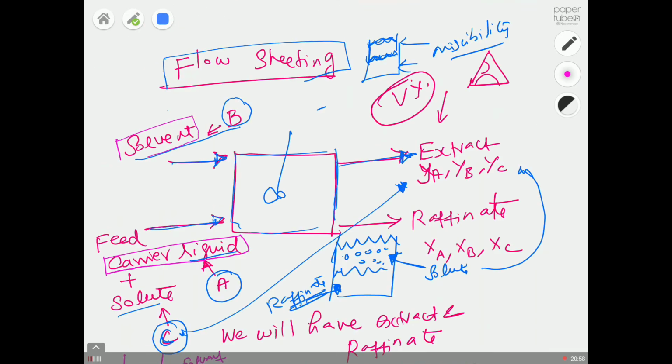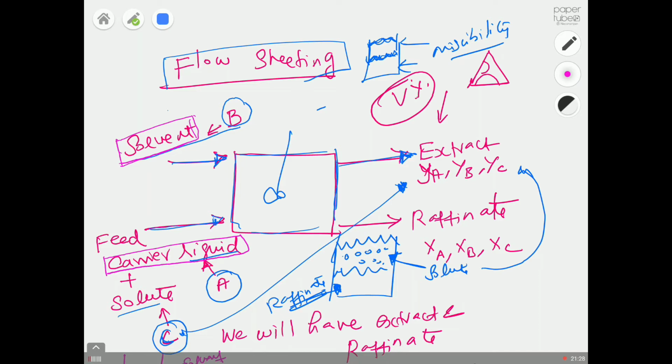So a tiny bit of molecules from your solvent move from solvent to carrier liquid and from carrier liquid to solvent. So they are partially immiscible, which means some molecules move from carrier liquid to solvent, and some solvent moves from the solvent side to carrier liquid. So that's the meaning of that.